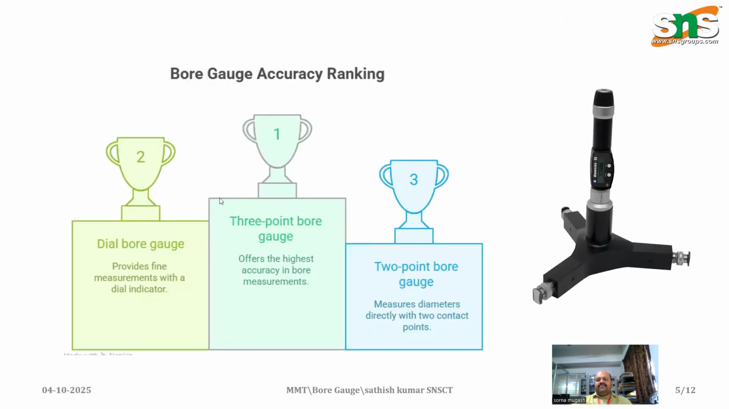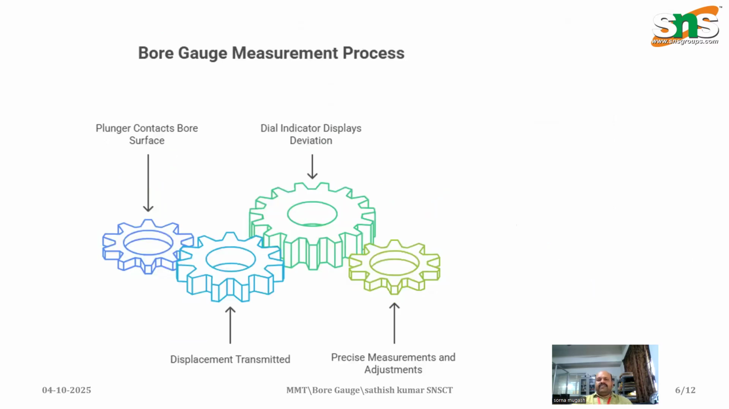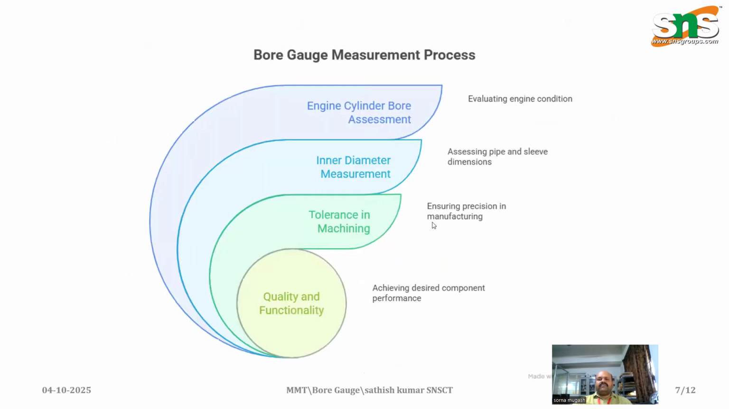We can classify this bore gauge into three types: the 3-point bore gauge, the dial bore gauge, and the 2-point bore gauge. Here the pictorial view represents the 3-point bore gauge for measuring the internal diameter of the cylinder block, as we saw in the first slide. For bore gauge measurements, you have to plunge into the bore and touch the bore surface, the displacement is transmitted through the circuit, and we can get the digital display of the diameter. Precise measurements and adjustments are made to get the proper dimensions of the bore.